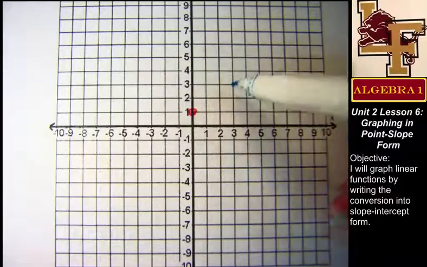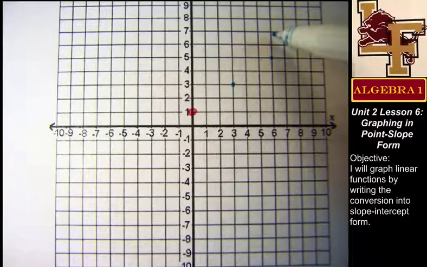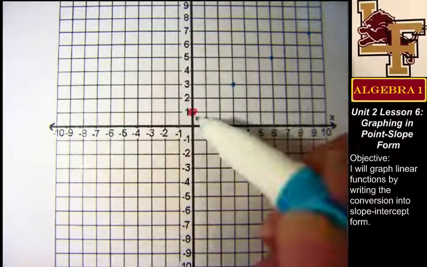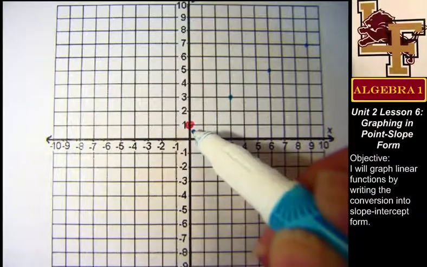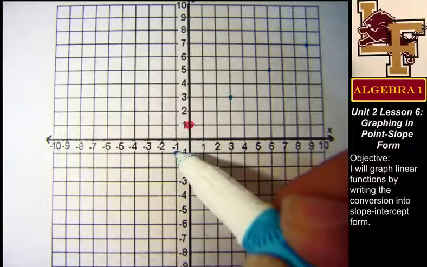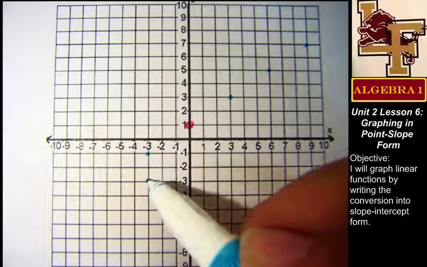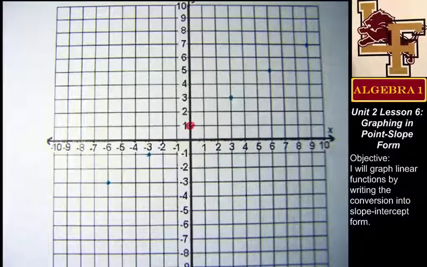And I can do it as many times as I have graph paper and as many times as I want to. The more times you plot points, likely the straighter your line is going to be. We can also go down to the left. So from here, 1, 2, and to the left, 1, 2, 3. Once you've gotten enough points that you're like, okay, I know where this line is.